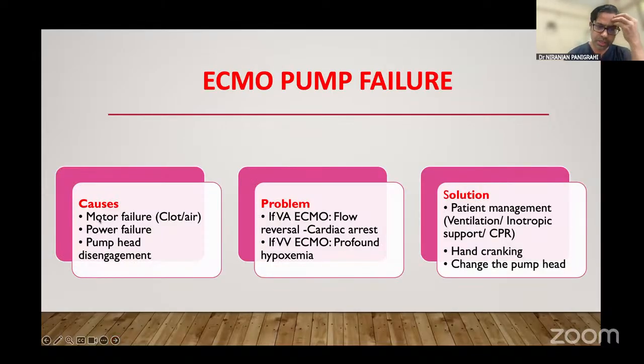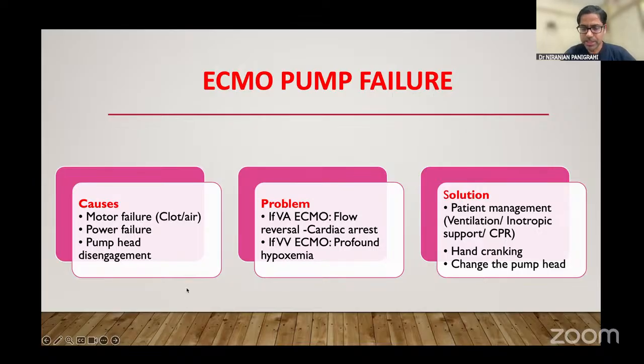It may be because of the motor, the power supply, or the pump head getting disengaged. Many times there is a sensor in front of the pump, which is basically a Doppler flow sensor. It requires jelly, as our ultrasound probes require. Any problem with the jelly, inadequate jelly, can cause stoppage of the flow because the flow is not being detected. So these are the common problems we encounter.